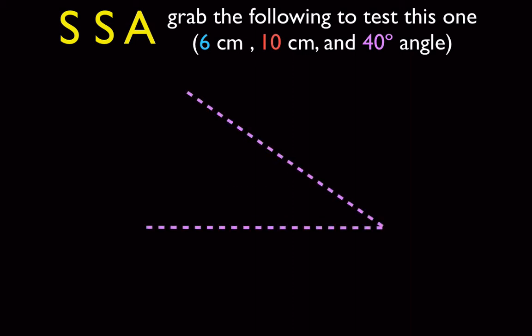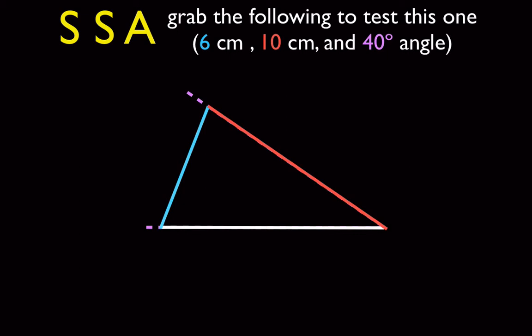So again, I start with the angle. This time I'm using the 10 centimeter. But now the other stick has to attach to the end of it. So what I did is I tilted it like that and I connected it. The question is, did you have any choices here?